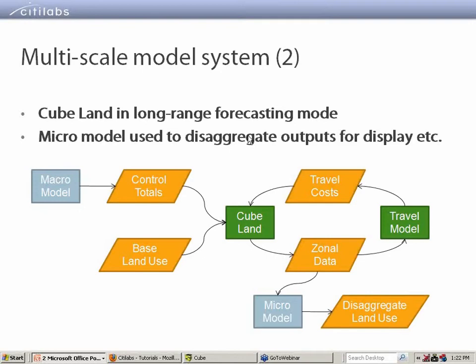I have a follow-up question of my own, which I know we've discussed in the past: theoretically, would it be possible to apply Cubeland using parcels as the zones? Is there anything preventing us from developing a Cubeland model that works in that way? Not theoretically. There are some difficulties to overcome.